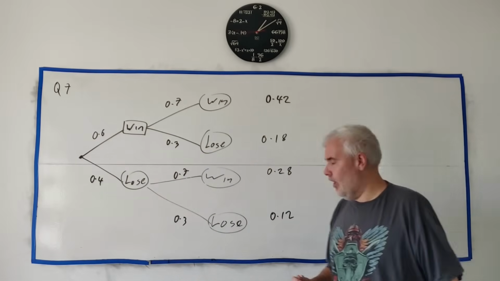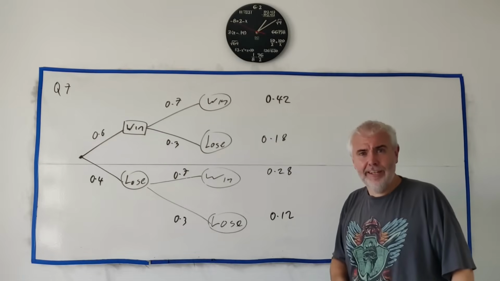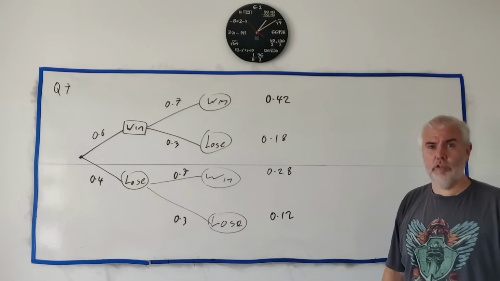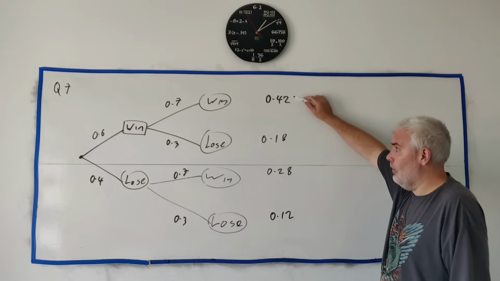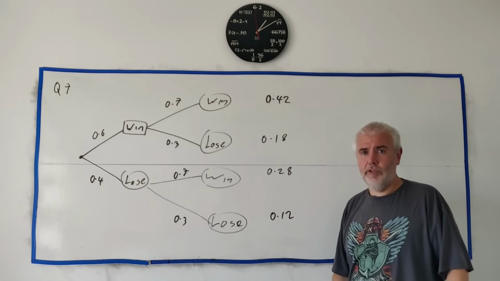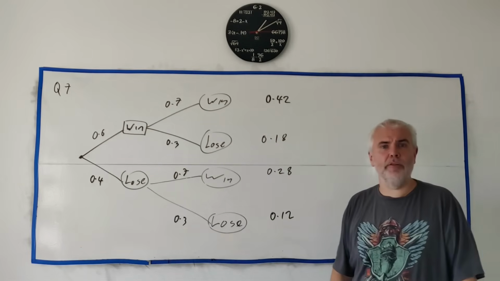Something to point out here, all of these add up to 1, and they have to, because this is the only thing that can possibly happen. They told us there's no draws, so he has to win-win or win-lose or lose-win or lose-lose, so it has to add up to 1. It's often a good way to test your numbers to check that they add up to 1.